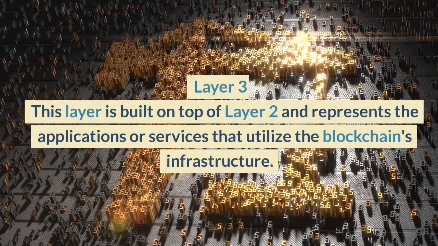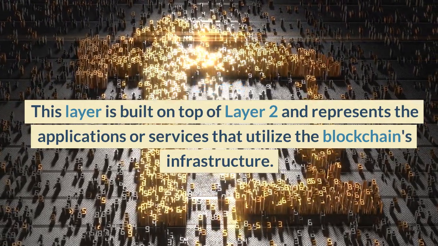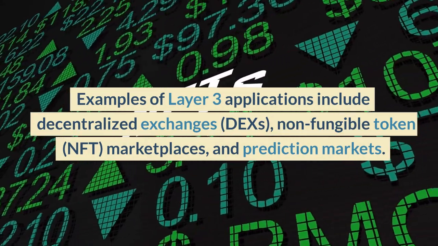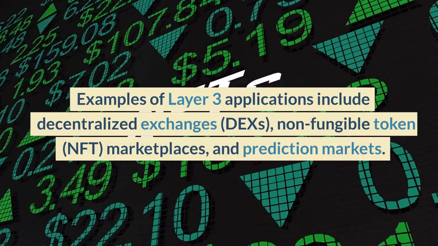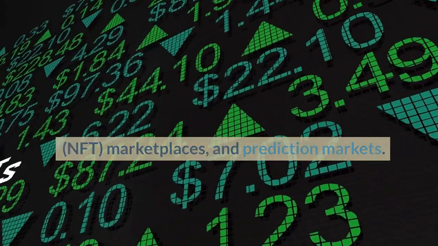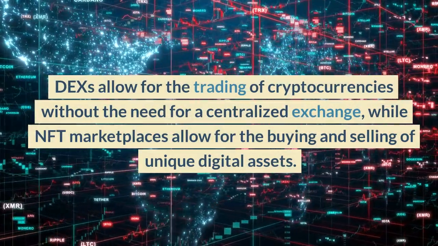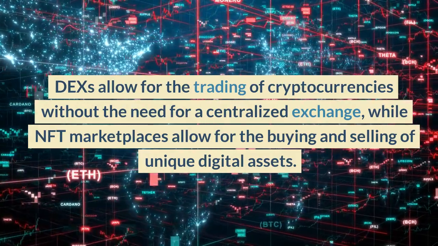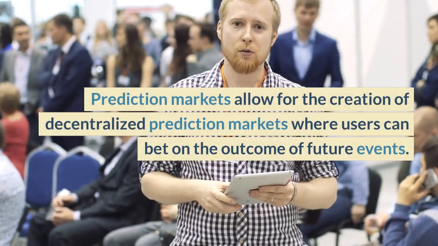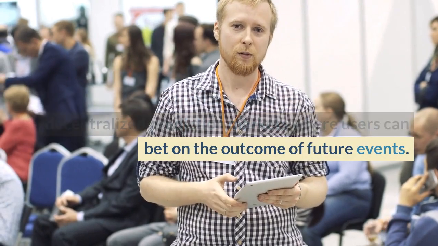Layer 3. This layer is built on top of Layer 2 and represents the applications or services that utilize the blockchain's infrastructure. Examples of Layer 3 applications include decentralized exchanges (DEXs), non-fungible token (NFT) marketplaces, and prediction markets. DEXs allow for the trading of cryptocurrencies without the need for a centralized exchange, while NFT marketplaces allow for the buying and selling of unique digital assets. Prediction markets allow for the creation of decentralized prediction markets where users can bet on the outcome of future events.